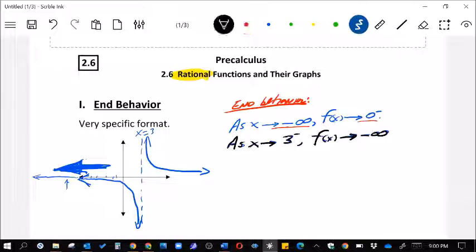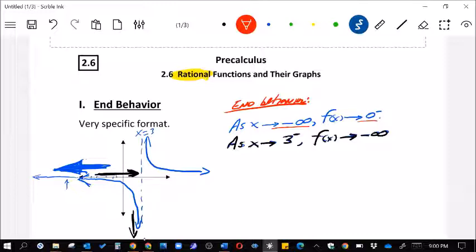The second one now, I'm going to have that in black, we're coming along the x-axis this way. And as x approaches 3 coming from the negatives, or coming from the left, the function of x is going down here and is going down and down forever and forever. And that's why it's negative infinity.